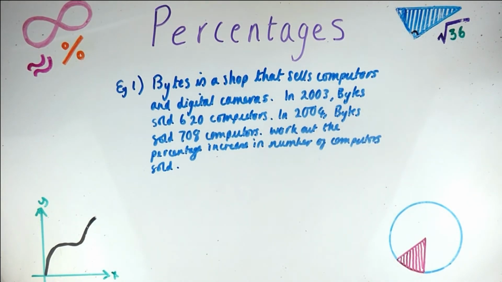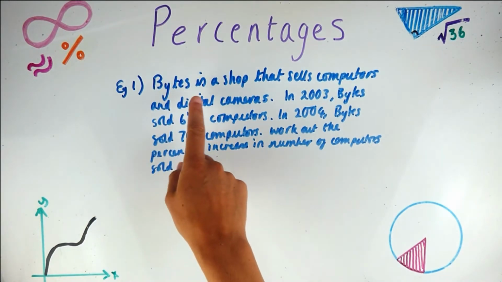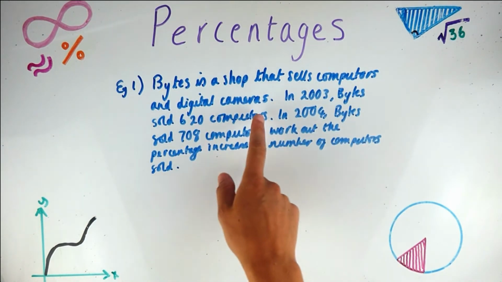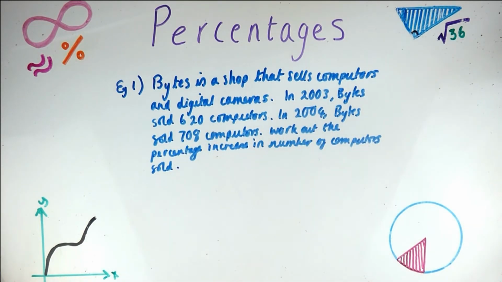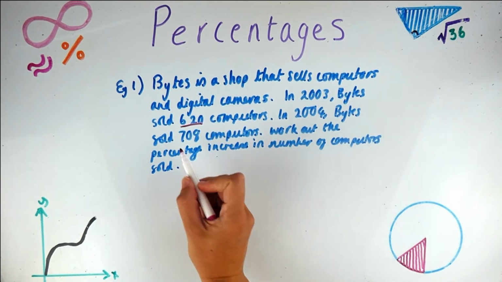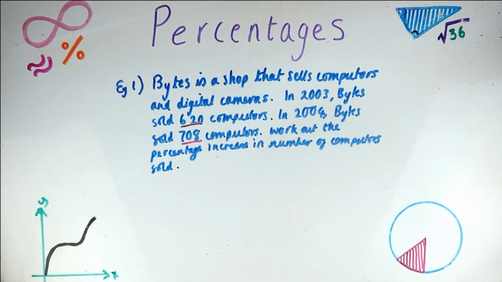So I'm just going to go through some exam questions now in this type of percentage question. Okay, so these questions can be quite wordy, so we'll go through it now. Bytes is a shop that sells computers and digital cameras. In 2003, Bytes sold 620 computers. In 2004, Bytes sold 708 computers. Work out the percentage increase in number of computers sold.